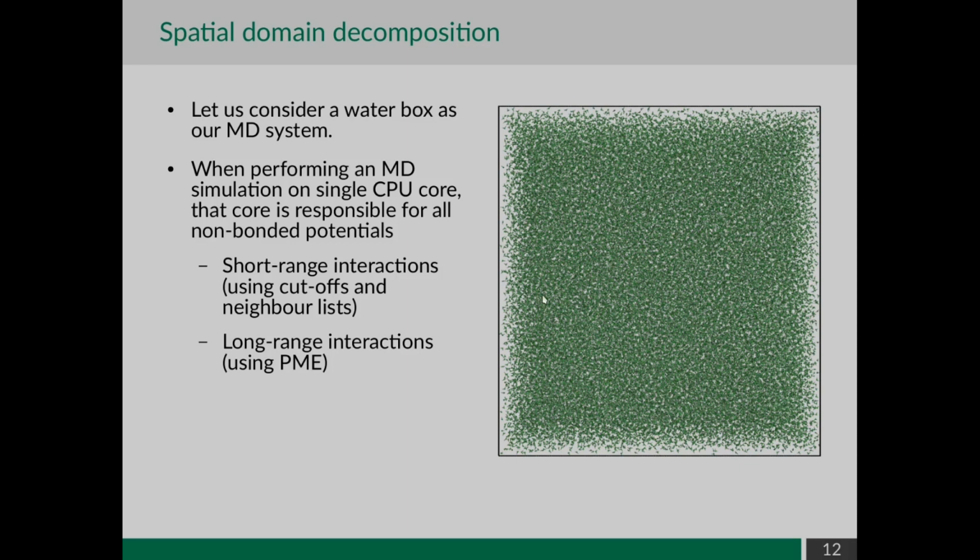Let's start with the first level of parallel work, spatial domain decomposition. Imagine that we have a simple system, a water box, to perform MD on. If we perform MD using a single CPU core, then obviously that core is responsible for everything. It needs to compute all the non-bonded interactions, both the short-range interactions, using cutoffs and neighbor lists like we've just shown, and the core also needs to compute the long-range interactions using the particle mesh Ewald technique.